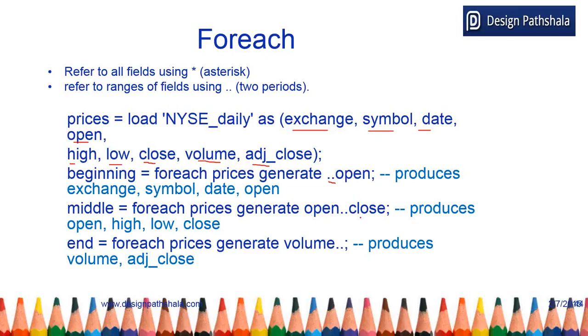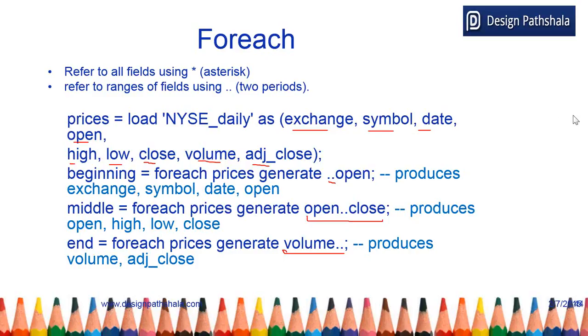Similarly, if I say open dot close, all the columns between open and close will be assigned to this variable. So it will be open, high, low and close. And similarly for each prices generate volume dot, all the columns after volume would be assigned to this end, so volume and adjusted close. This is also one of the easier ways for lazy people like me. Rather than writing all the columns, we can just use this short form that will assign all the columns prior to, after, and between.